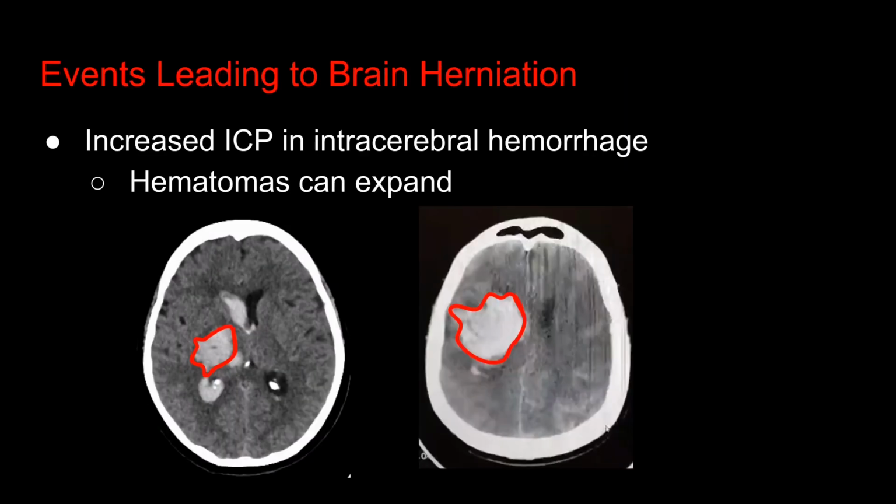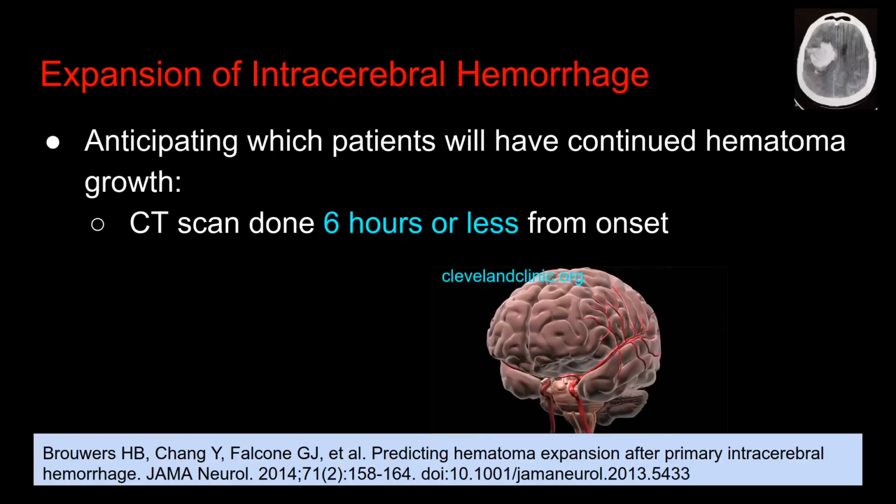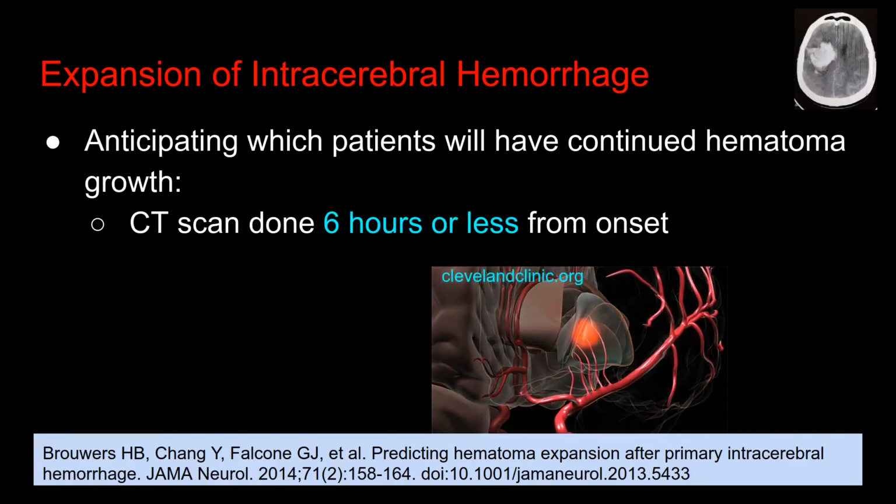How about for intracerebral hemorrhages? What could go wrong? We can have an expansion of the hematoma, or it could be still expanding at the time when we receive the patient under our care in the emergency room. So how do you anticipate which patients will have continued hematoma growth?